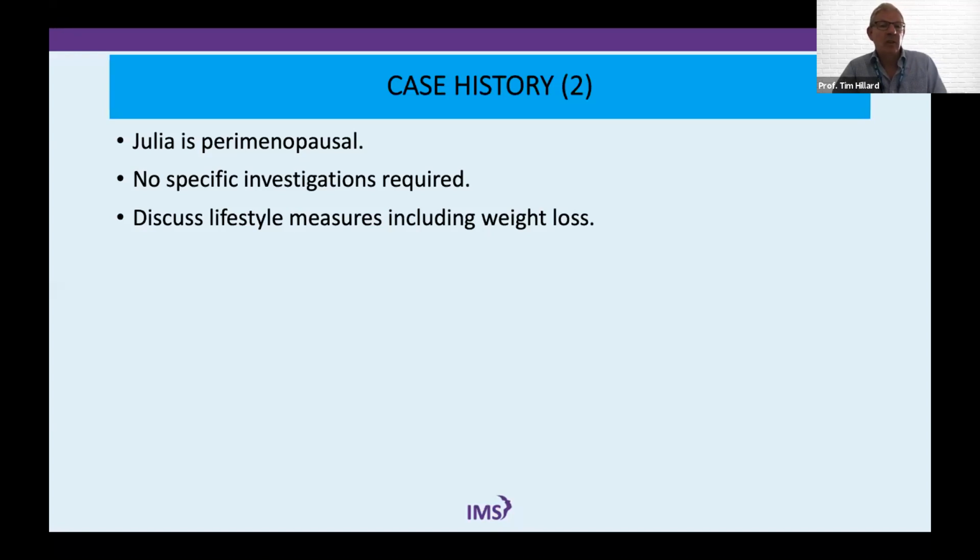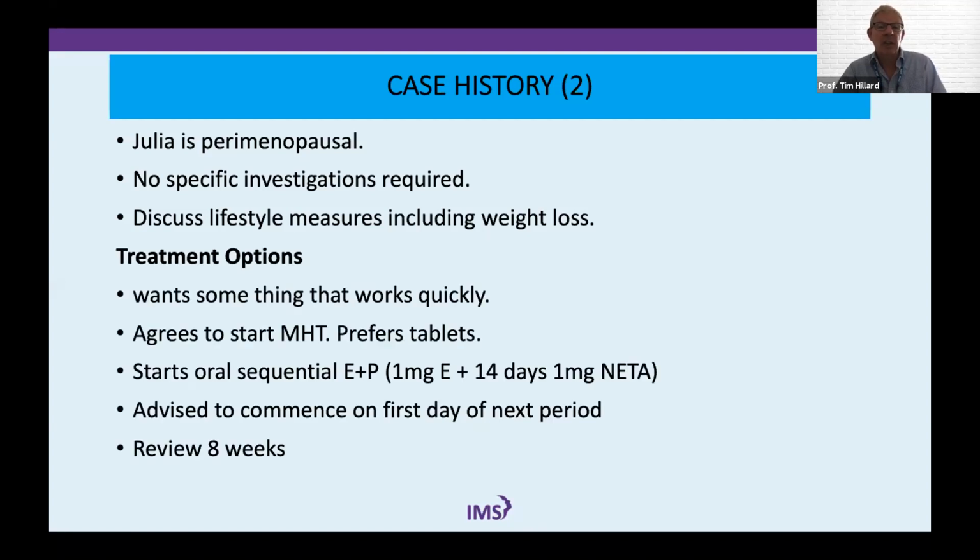It's important to initially discuss lifestyle measures with her, and for her in particular, weight loss may be a key point, but it's not going to resolve all her symptoms. So it's important to then look at what the treatment options are. She's very keen to do something about it. She wants something to work quickly, and we've discussed the various options that are available, as we've just done now. She preferred the idea of taking a tablet. She didn't really like the idea of patches or gel, and was quite happy just to take a tablet because she knew what to do.